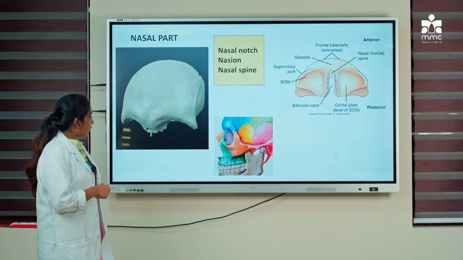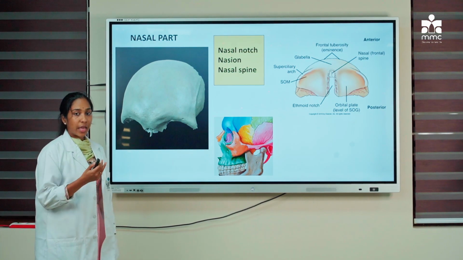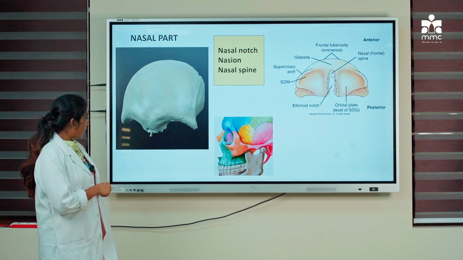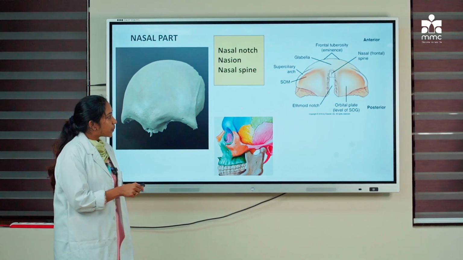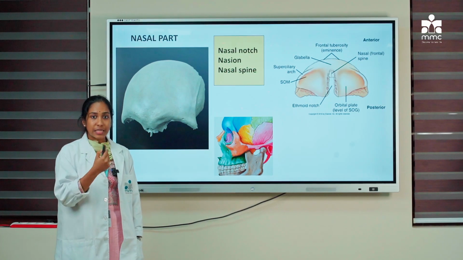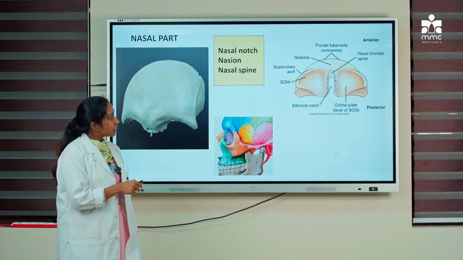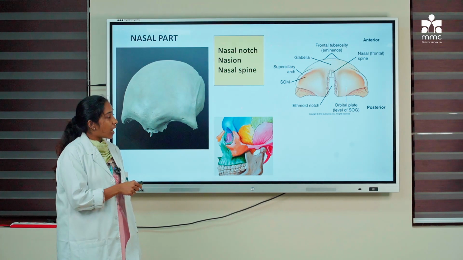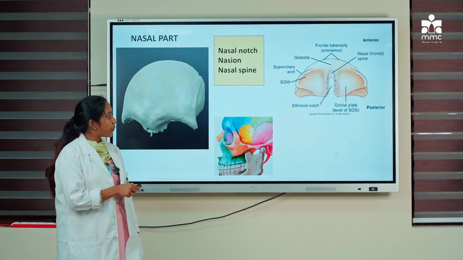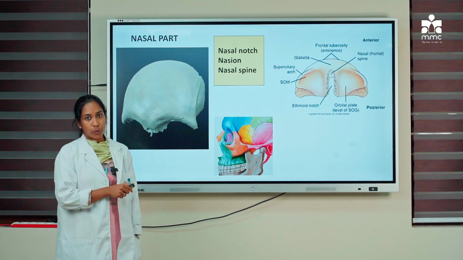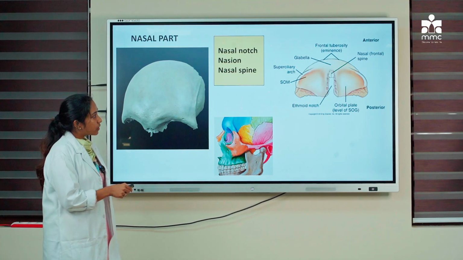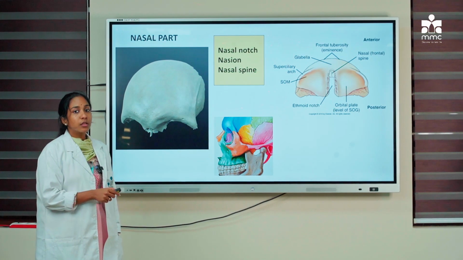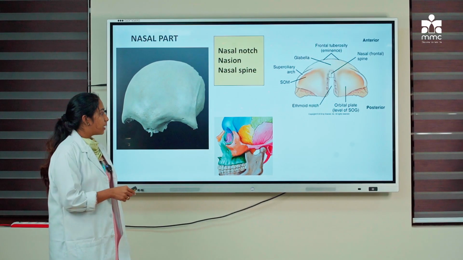Extending from the nasal notch downward, there is a triangular process that is called the nasal spine. This nasal spine forms a part of the nasal septum. Anteriorly it articulates with the nasal bones, and posteriorly it articulates with the ethmoid bone. On both sides of the nasal spine, you can see a curved surface that forms the roof of the nasal cavity.